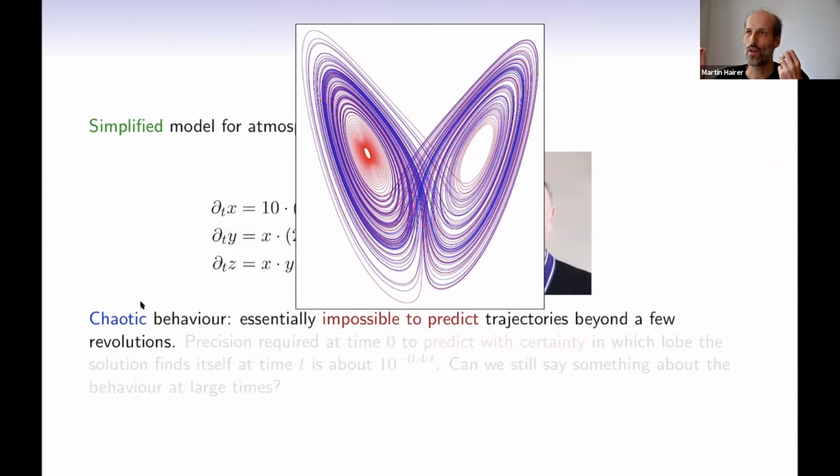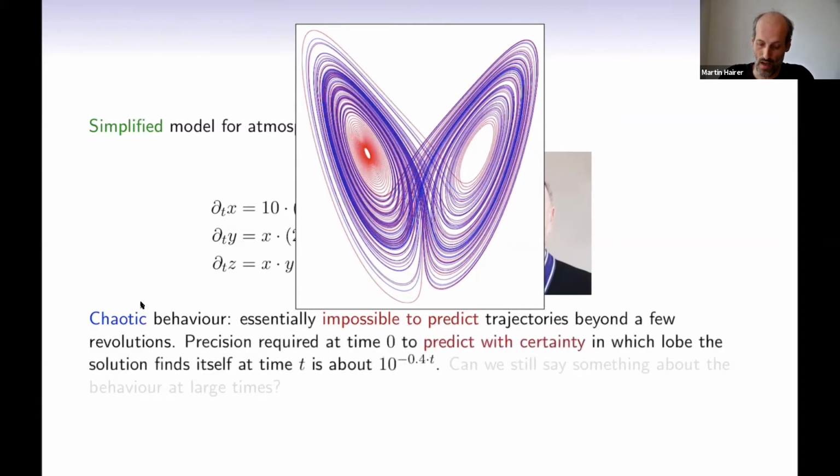And if you try to predict this trajectory, of course, you can solve this equation on a computer. Everything is completely determined by the initial condition. If you fix a starting point, then in principle, you can exactly predict the trajectory of the system. But in practice, you actually can't, because it has this chaotic behavior, which tells you that if you want to predict the precise trajectory, then you can't really do that beyond a few revolutions.